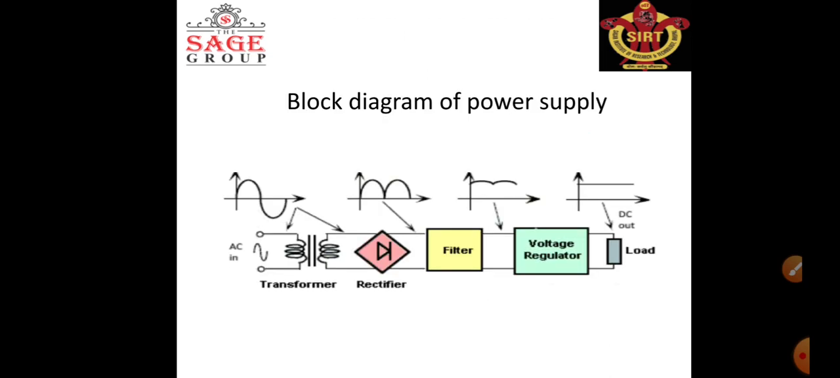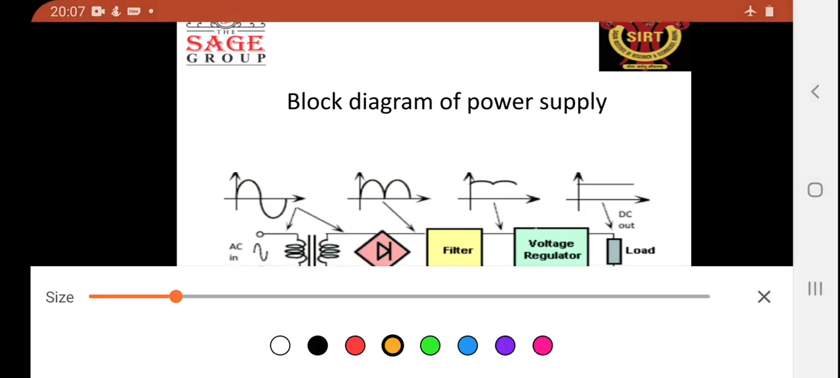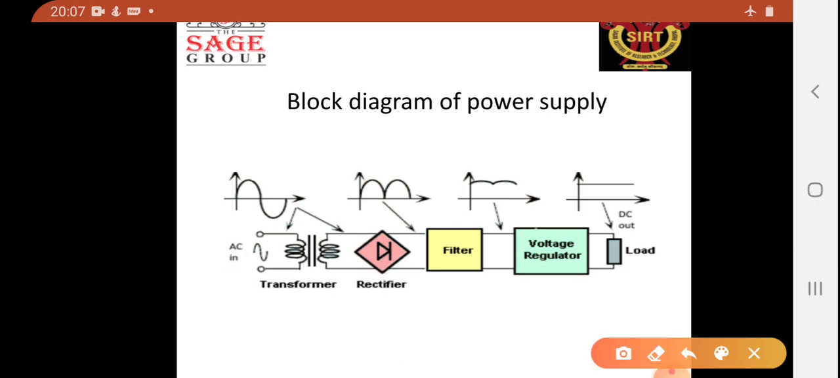This circuit shows that at the power supply we receive the AC power. This is the block diagram of the power supply circuits used in electronic circuits. The main components of the power supply are the transformer, rectifier, filter, and the voltage regulator.